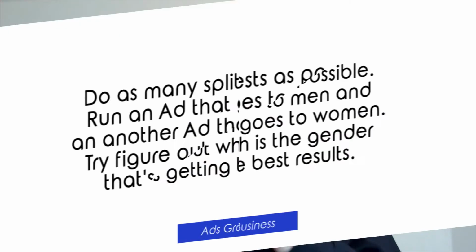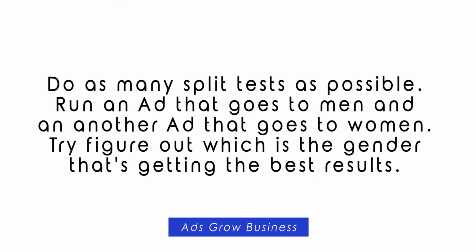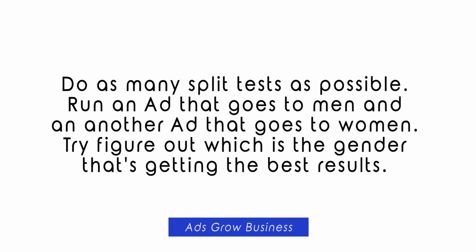What you can do if you really want to get deep, and this is what we do inside of our marketing agency when we're working with carpet cleaners directly on a one-on-one basis, we do a lot of split testing. So we'll run an ad that goes to men and we'll run an ad that goes to women. And we'll figure out which is the gender that's getting the best results. Okay, it's women, so we'll switch the men off, and then we'll start to split test ages, 35 to 45, 45 to 55, 55 to 65. Where's most of the leads coming from? Which is getting the phone ringing most.